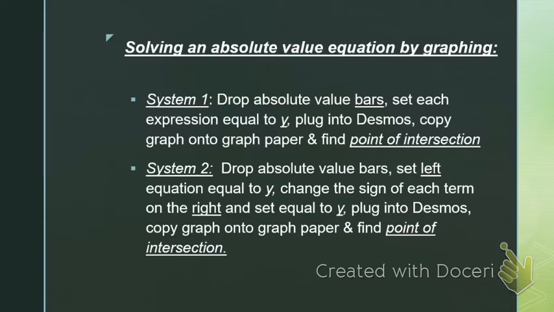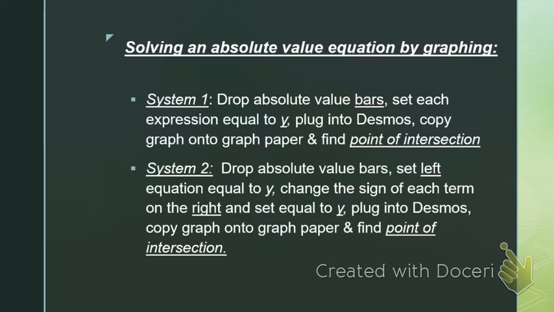Now, if we're writing two different systems, how many equations are in one system? We've been solving systems of equations for the last 2 weeks. There's 2, right? And we're getting ready to write 2 different systems, which means we're going to be writing a total of how many equations? 4. All right? But let's look at system number 1. Again, system number 1 is super simple. We drop the absolute value bars. We set each expression equal to y.